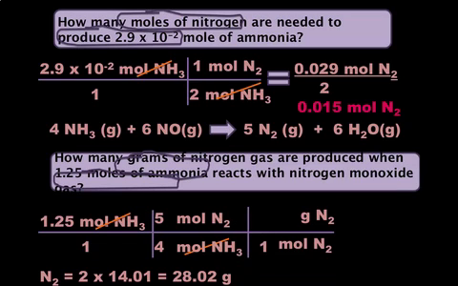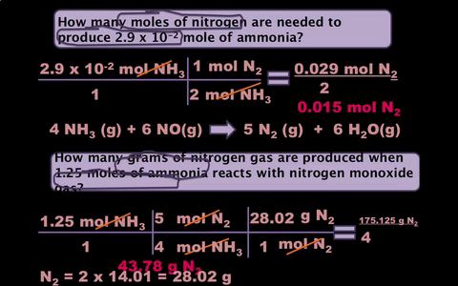So I'm going to extend my tracks, put moles on the bottom and grams on top. I always use 1 mole when it's with grams, and I added up my grams off the periodic table and I got 28.02. Now my moles cancel and I'm left with grams, and that is what I want, so I'm done. I just need to multiply it out. I multiply the top and I get 175, multiply the bottom and I get 4, and then I divide. So I get 43.78 grams.